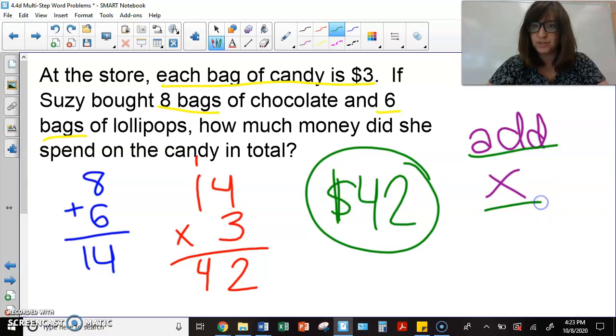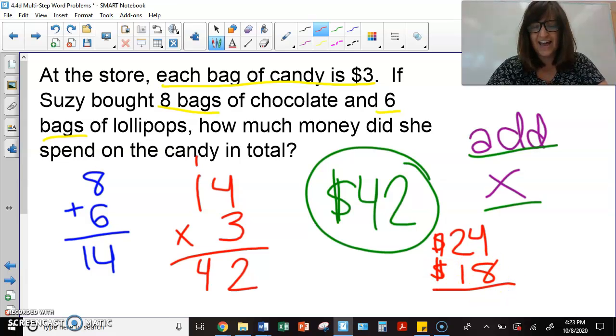I added and I multiplied. I could have done it in a different order. I could have multiplied 8 times 3, and 8 times 3 is 24. And I could have multiplied 6 times 3, which is 18. And then I could have added that up and gotten $42 that way. So sometimes there's a different order to go about solving a multi-step problem, but you do some of the same operations. Sometimes the order matters, sometimes it doesn't, okay? So the answer is 42.